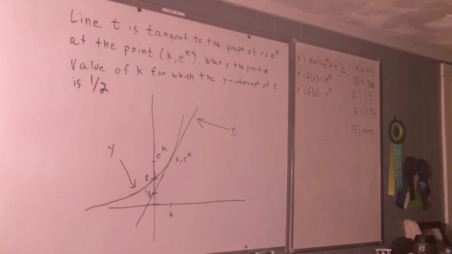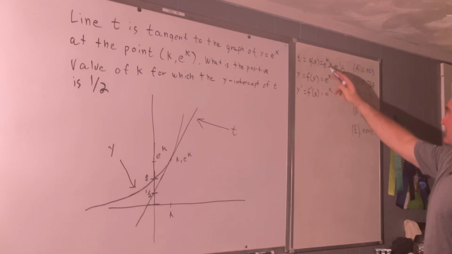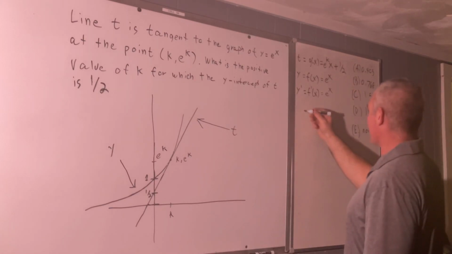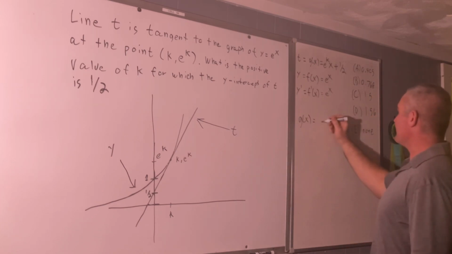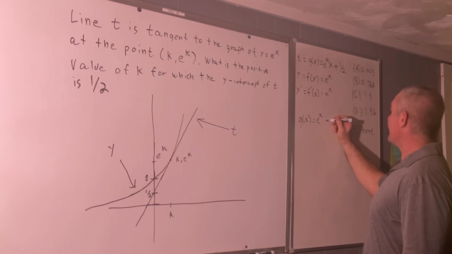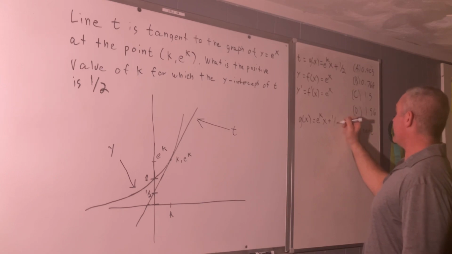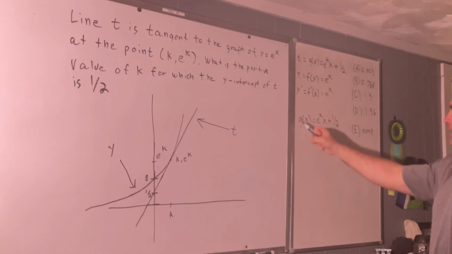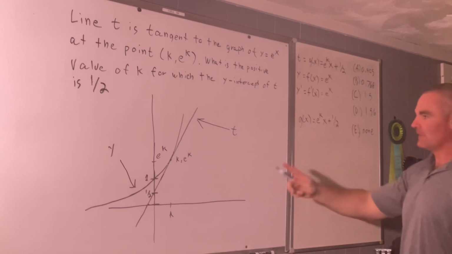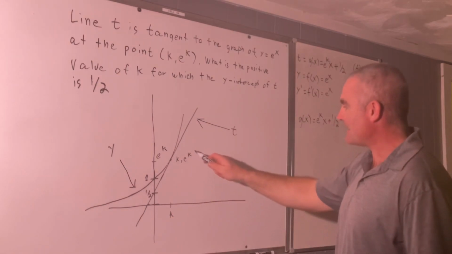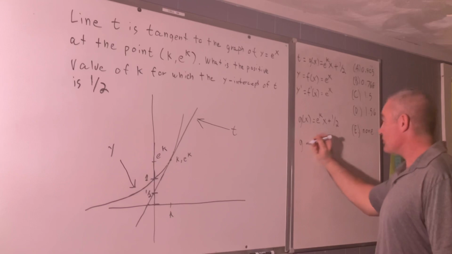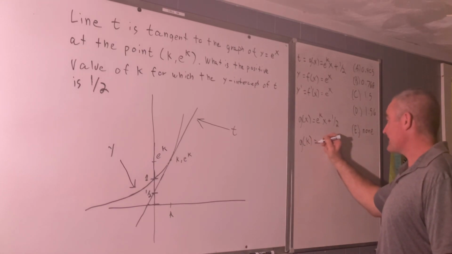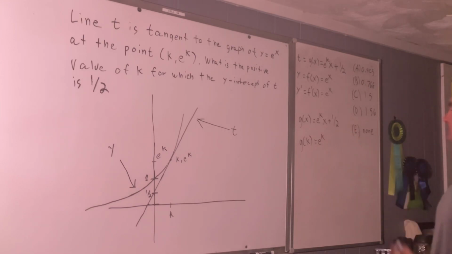It's a very, very difficult problem. All right, so now we have this function. g of x is equal to e to the k times x plus 1/2. All right, I'm going to write that again down here. So g of x is equal to e to the k x plus 1/2. Well, what else do we know about this function g of x, or t? We know that the point (k, e to the k) falls on it. Therefore, we know that g of k has to equal e to the k. Okay?